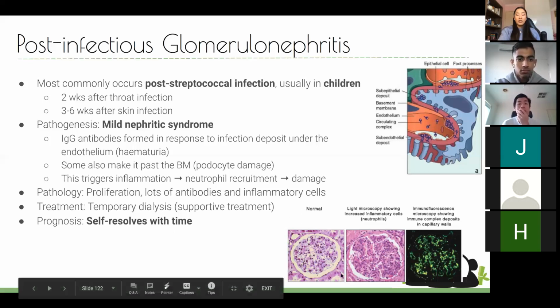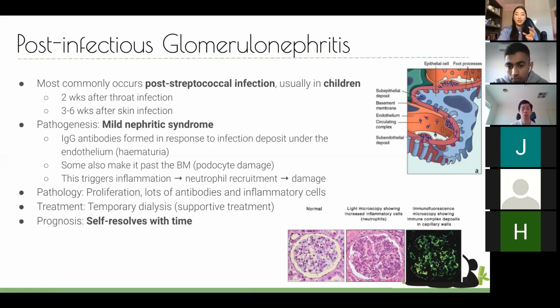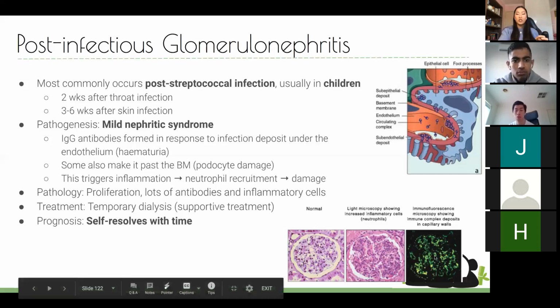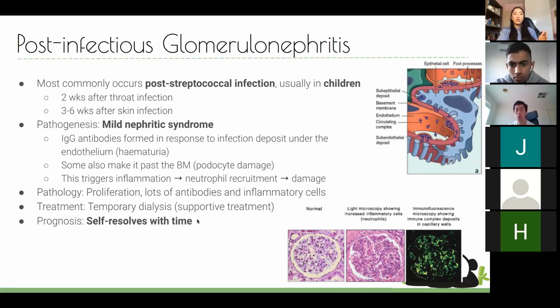What you see on biopsy looks like this, and essentially it's just like proliferation. It just sort of looks a little bit more crowded than the normal one. And if you do immunofluorescence staining, you can actually like see immune complexes, right? And that tells you that this is like an immune-mediated damage. This is largely a temporary problem. It self-resolves with time once the antibodies have been cleared. If it's really bad, you can do temporary dialysis to try to clear things out faster. But essentially, it's just supportive treatment, fluids, whatever they need, and then it'll go away by itself.